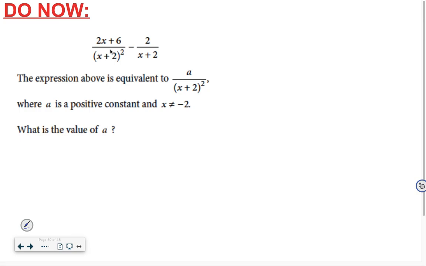Hello, ladies and gentlemen. We are going to start a new topic. Before that, I would like to solve the homework question related to previous topics.